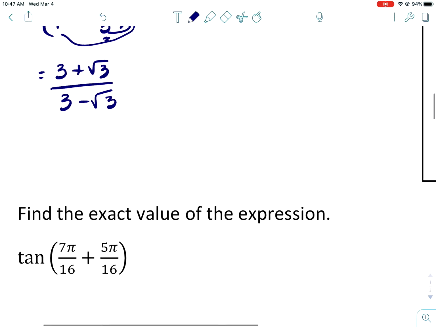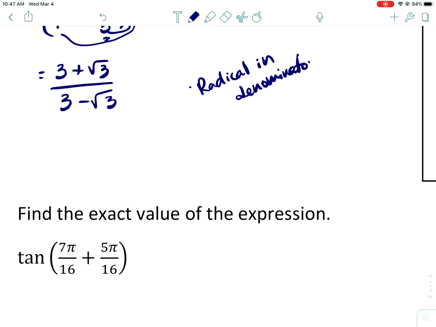Okay, so what's the problem now? Radical in the denominator. Now this one's a little more difficult than whenever we had 1 over the square root of 3. We did that in a second. It was no big deal. Because of that subtraction, we can't just move it up and change it to regular 3. We have to do something else. Do you guys remember what we do? Yes, nice job. We're going to multiply by the conjugate of the denominator. So it's 3 minus the square root of 3, so we're going to multiply by 3 plus the square root of 3.